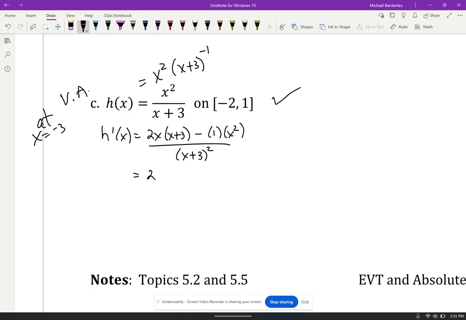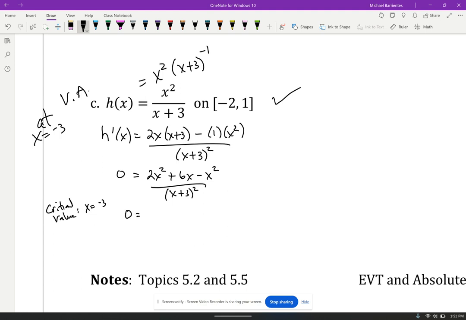Let's simplify. So that's going to be 2x squared plus 6x minus x squared, all of that over (x plus 3) squared. So I want to know where this is equal to 0, and I also want to know where it's undefined. Well, I already know it's undefined at negative 3. However, negative 3 is not in our window, so we don't need to worry about it, right? There's a critical value at x equals negative 3 because that's going to make the derivative undefined, because it's going to get a 0 on the bottom. However, we don't worry about it because it's not in the interval, so we can scratch it out.